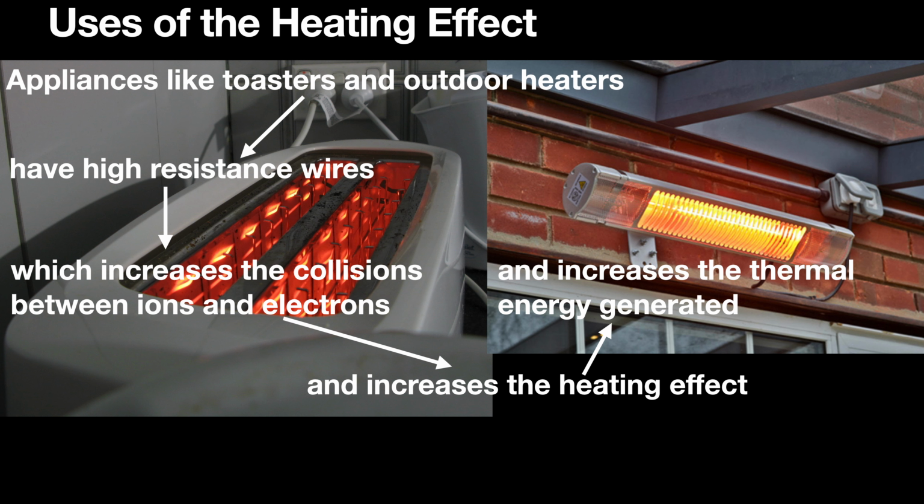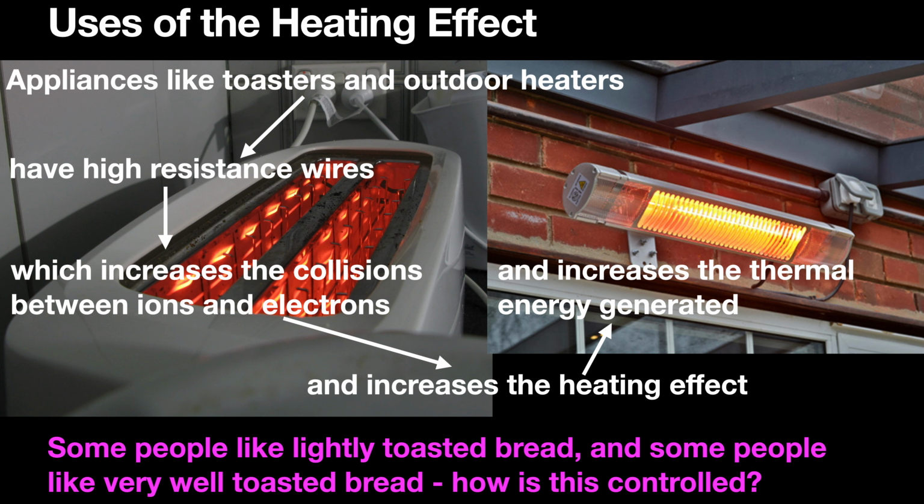So when you have very well toasted bread, you often have a high number of collisions between the ions and electrons. And if you want to have lightly toasted bread, you'll have a relatively low resistance. Now, how can that actually be controlled? Let's take a look at electrical components individually.